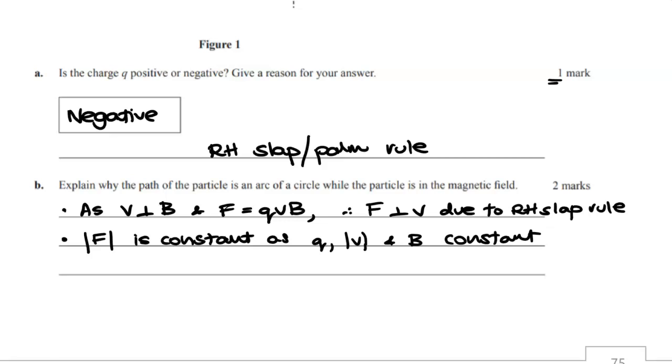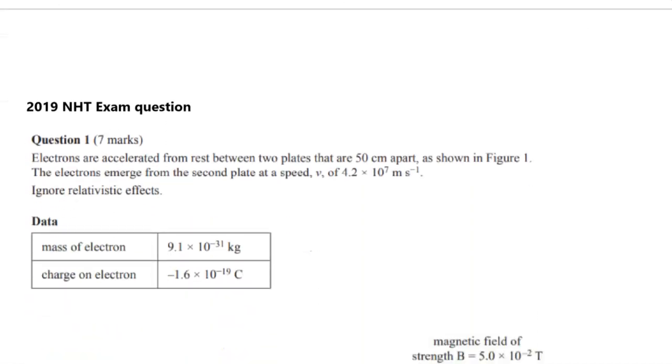If you had time, you could say, therefore these are the conditions necessary for circular motion. I actually don't think that's necessary though, because it says in part B, explain why the path of a particle is in an arc of a circle. So we're assuming it is circular motion, we're just saying why is that so? So I think that's perfectly sufficient to write.